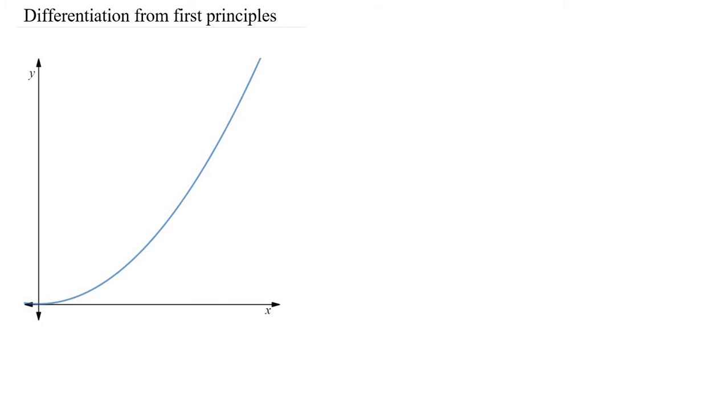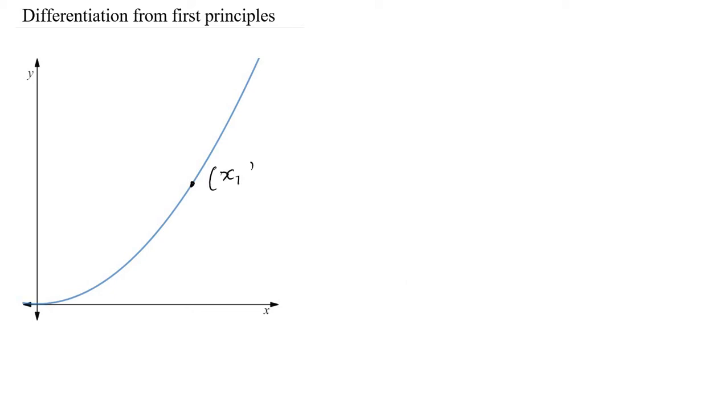While there are rules for finding the derivative of a function, the derivative can be found using first principles, and it gives a good insight into how derivatives work. So if we take any point on a curve, it has the coordinates x, f of x. Okay, assuming that this is a graph of y equals f of x.